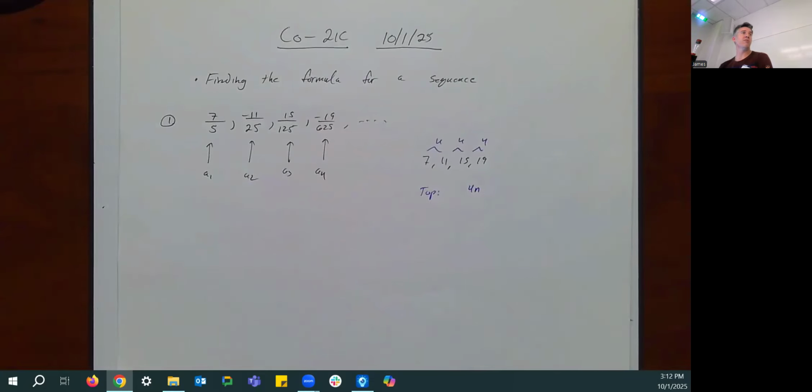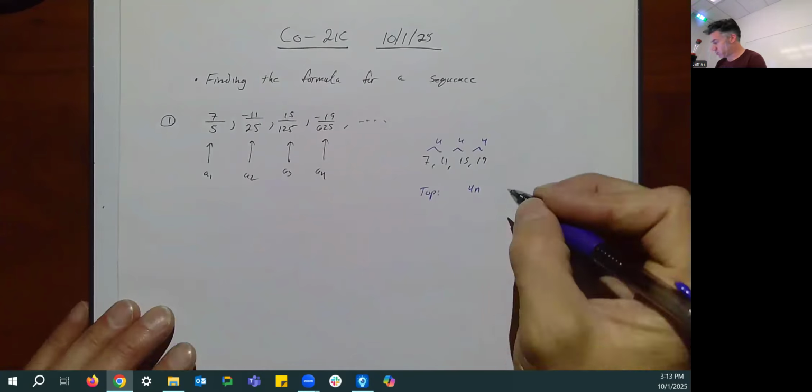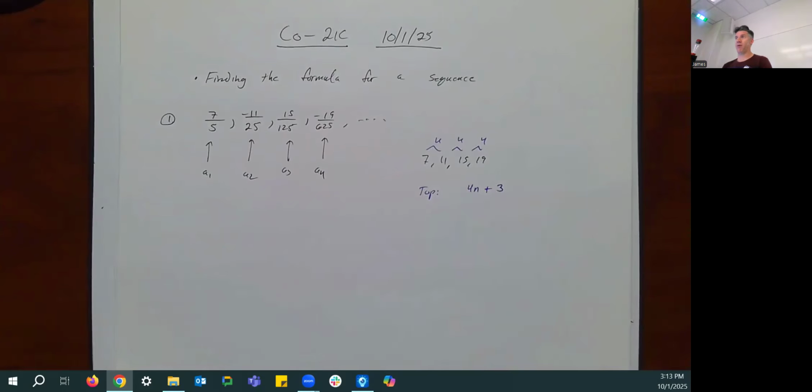And here's what we're going to do. If I started with n equal to 1, which is where I usually would choose to start, maybe 0, but usually 1, then by plugging in n equal to 1, 4 times 1 is 4. But I want to start with 7. So how do I get from 4 to 7? I add 3. So that's going to be my actual formula for the top part, 4n plus 3.